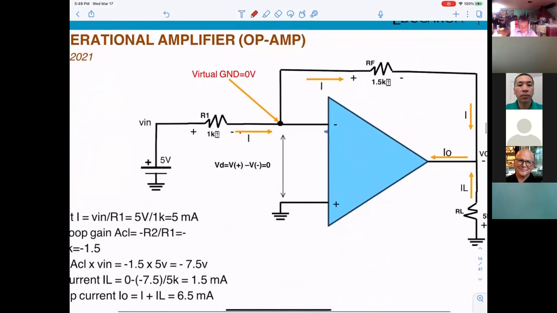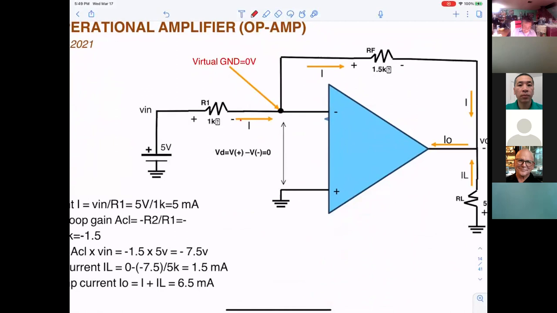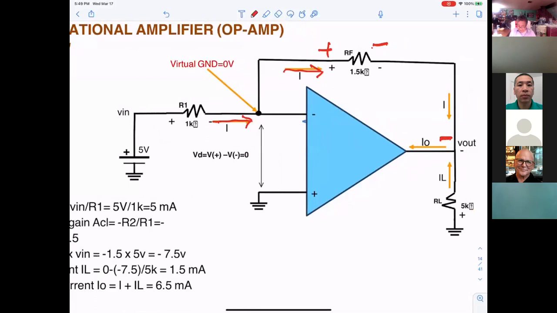Now this is more clear. So if we want to prove the formula, you can see we calculate here. Current I goes here, going up here. This is positive, this is negative. And on the 5K resistor here, one side is negative, so the other side must be positive. So if you want to calculate Vout, you can use Vout equals the load current IL times RL. Vout you can calculate by minus IL times RL.